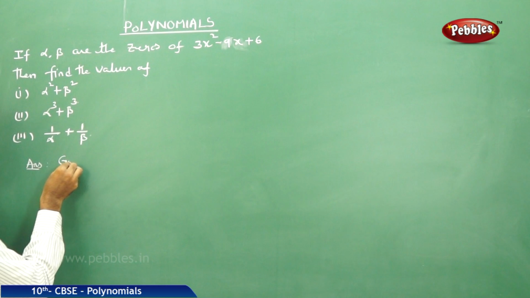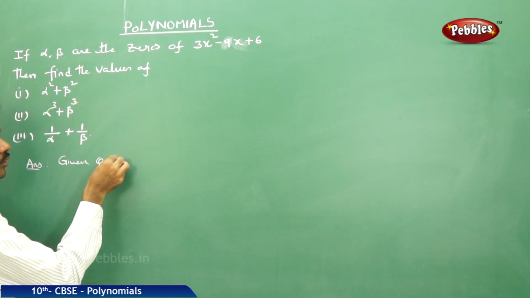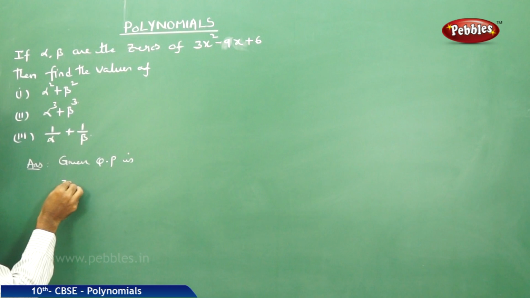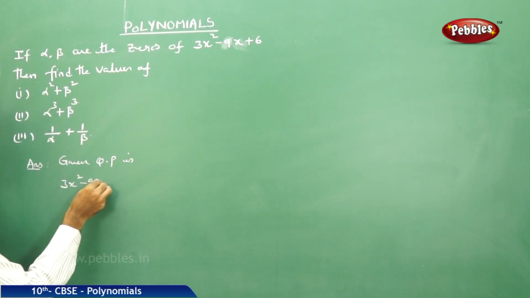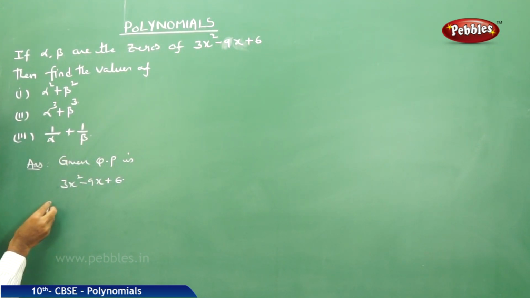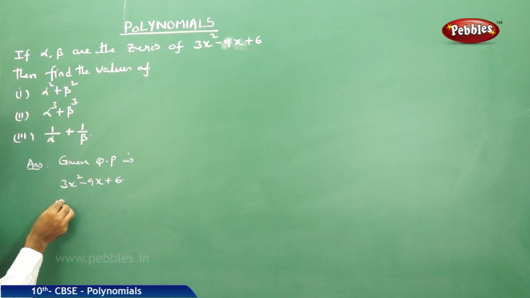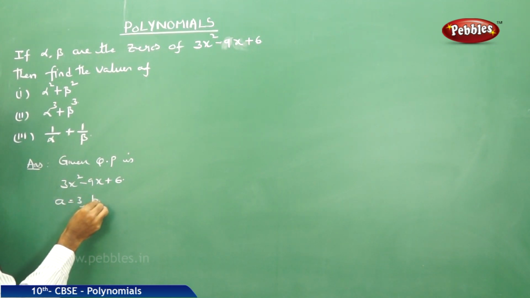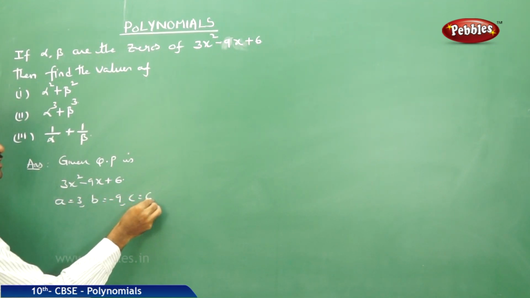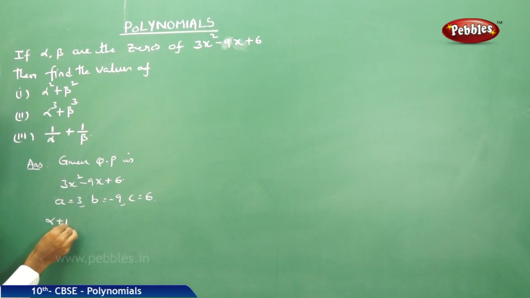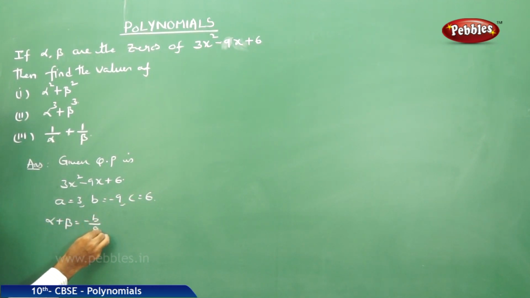First, the given quadratic polynomial is 3x square minus 9x plus 6. Now here a value 3, b value minus 9, c value is 6. Alpha plus beta is equal to minus b by a. Alpha plus beta is equal to minus of minus 9 by 3. That is alpha plus beta is equal to 9 by 3.